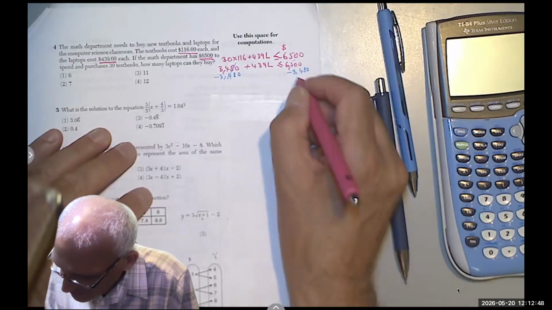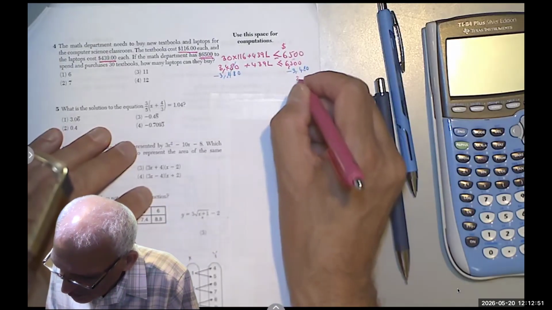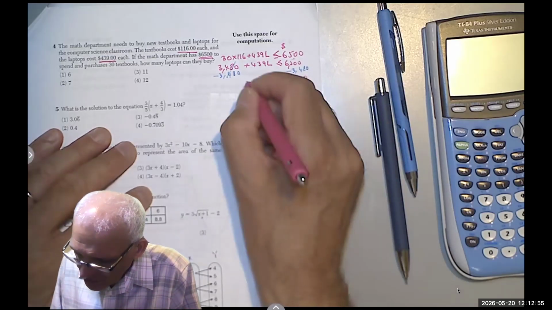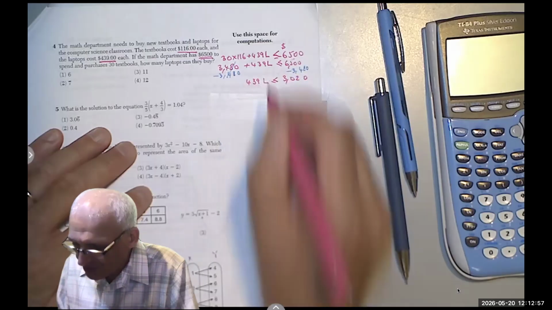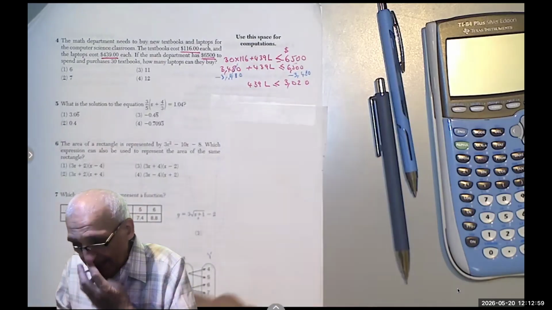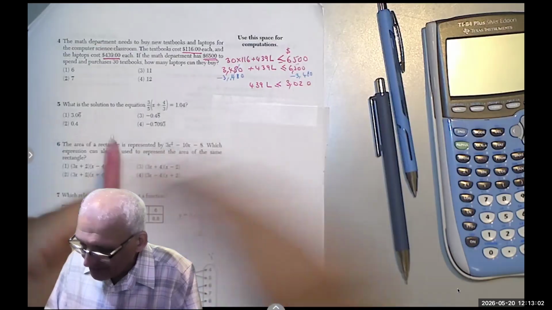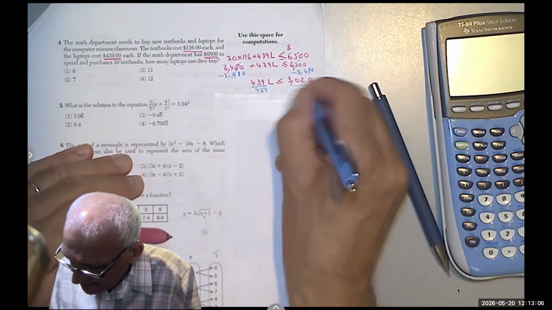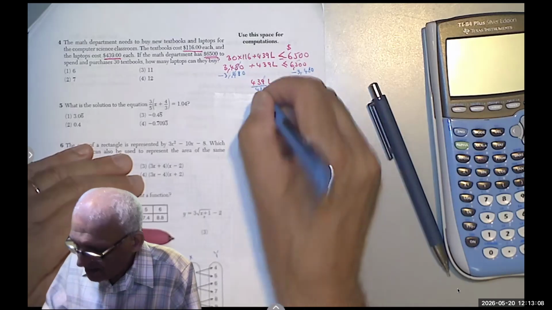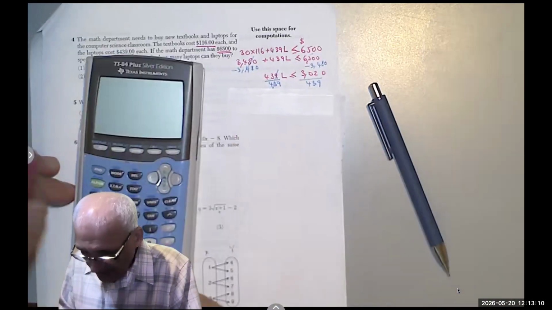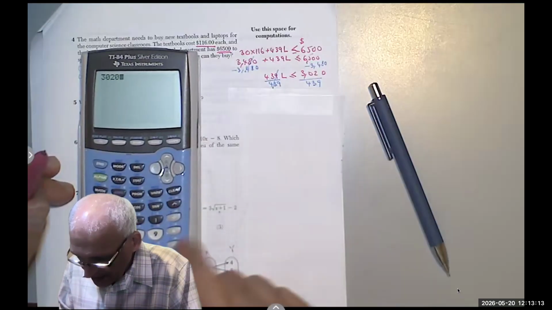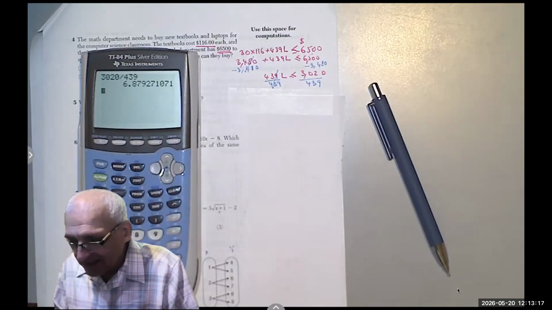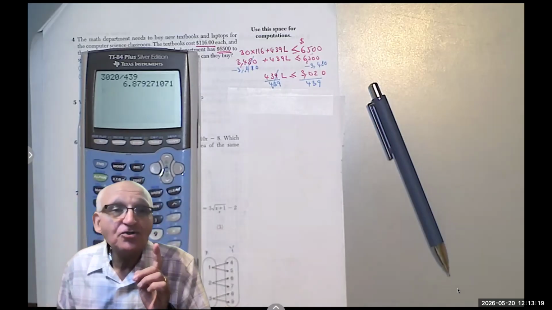So that would be 0203. So now they have $3,000 to buy laptops. To find how many laptops they can have, we divide by 439. We use the calculator and get 3020 divided by 439. It's 6.9. So we don't round.